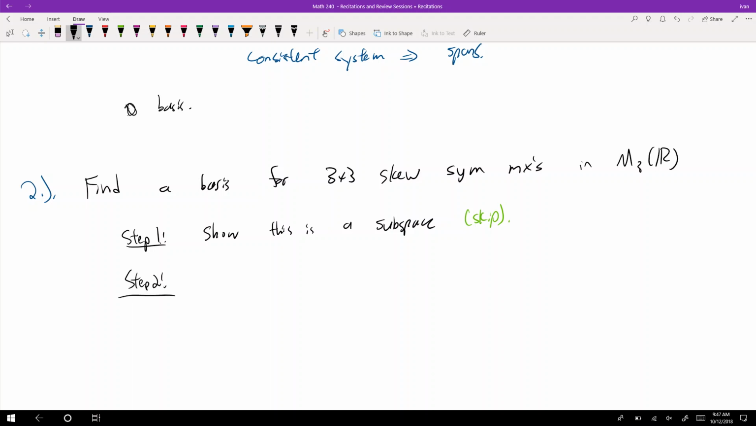All right, step 2. If we want to find the basis for a subspace, this is going to be a hard step right here, and it's to construct a general element of the target space. So you want to construct an element of the space that you want to span. In our case, it's going to be the skew symmetric matrices. So we need to construct a general 3x3 skew symmetric matrix.